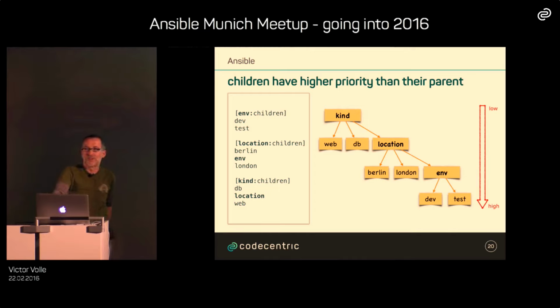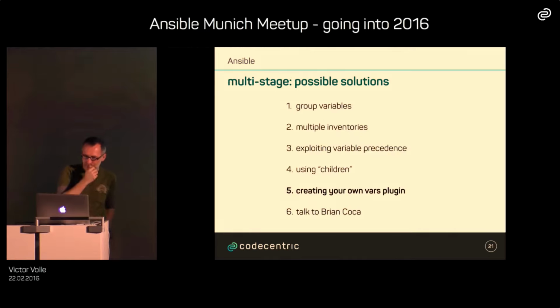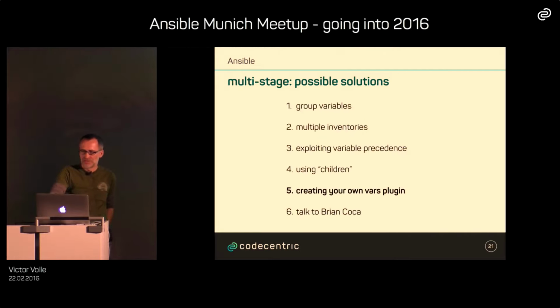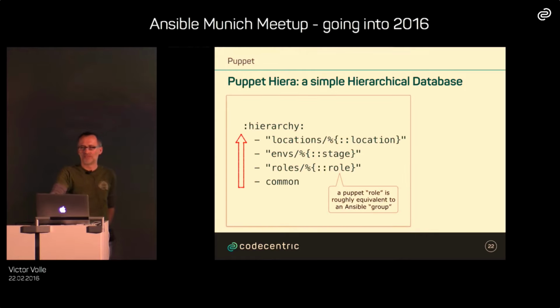Okay, the final solution. No, not the final, sorry. I'm wrong. The create your own vars plugin. I did that. I created something like this for a customer. It's totally modeled after Puppet Hiera. I hate Puppet. You can listen to me if you have been at the last DevOps meetup. I ranted for an hour about Puppet, and it was great for me. But one thing Puppet really did great is Hiera.